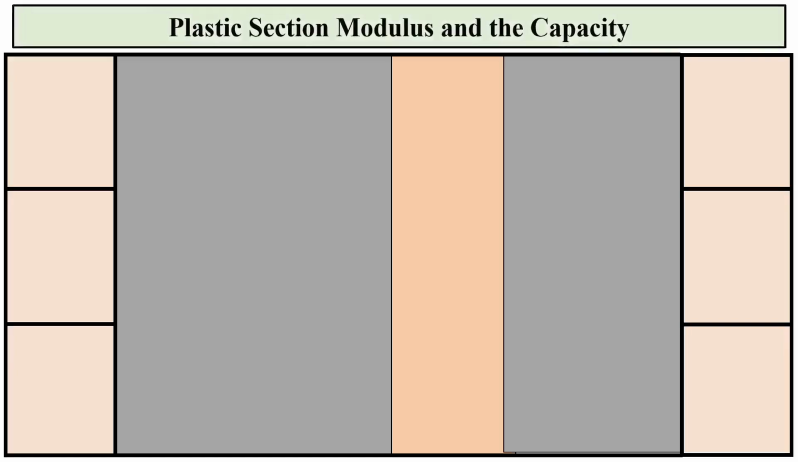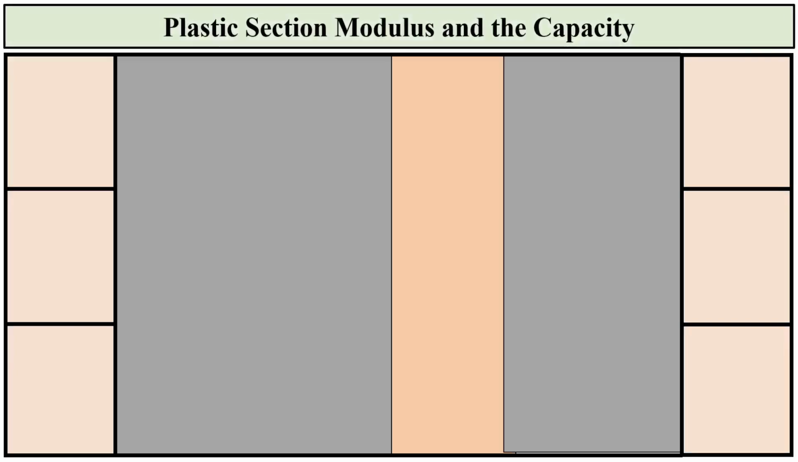The title of this slide is Plastic Section Modulus and the Capacity of the Combined Section. In this session, we will translate our geometric properties into structural capacity. Once we have the moment of inertia, the next step is to calculate the section modulus for both the x and y axes, and then check the bending stress.